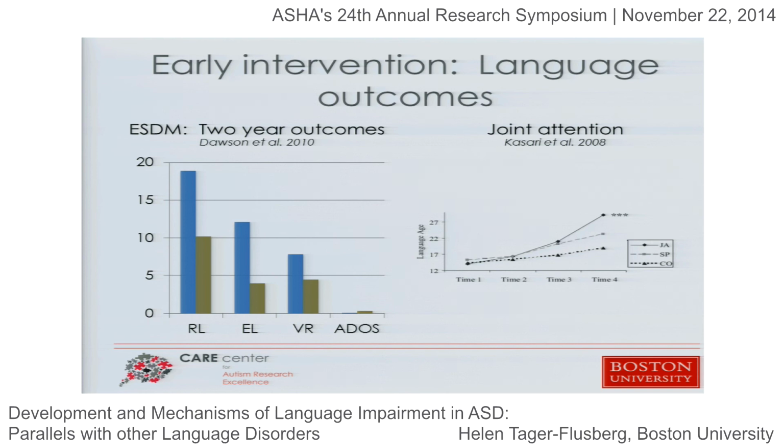On the left, this is Jerry Dawson's data from Early Start Denver. The 2-year outcomes here, visual reception or nonverbal IQ and ADOS or social symptoms, we see actually, this is non-significant change, but both receptive and expressive language, we see huge gains compared to a community control group who are also making gains, as you can see.